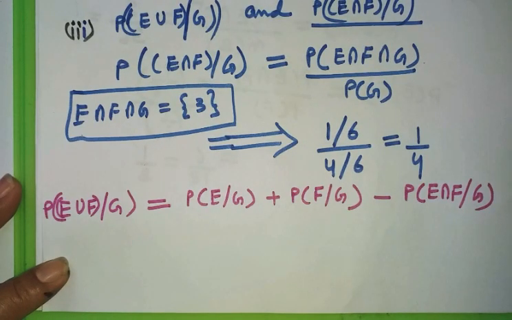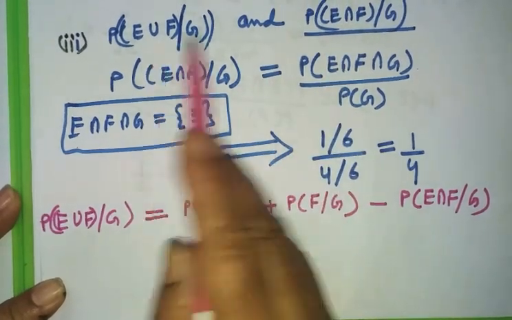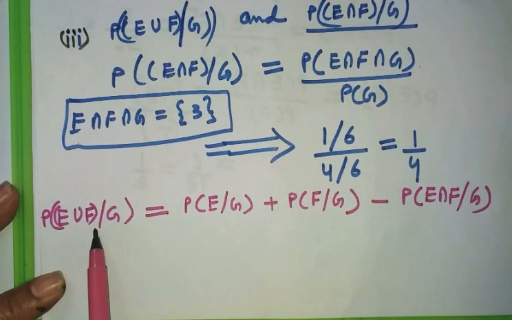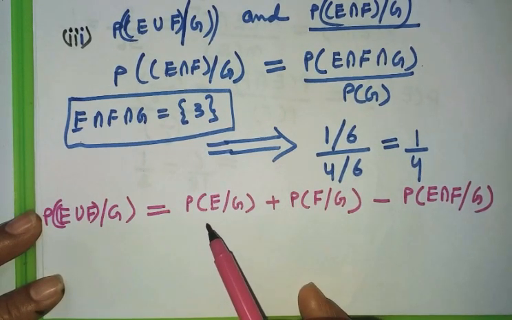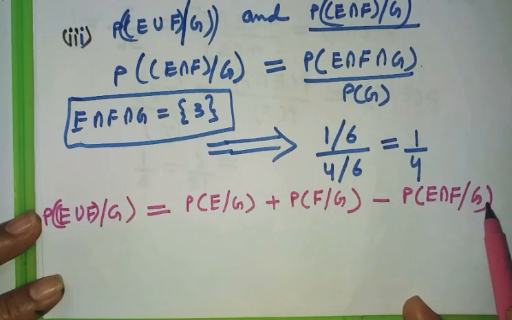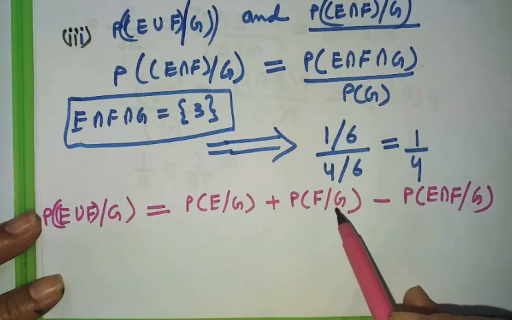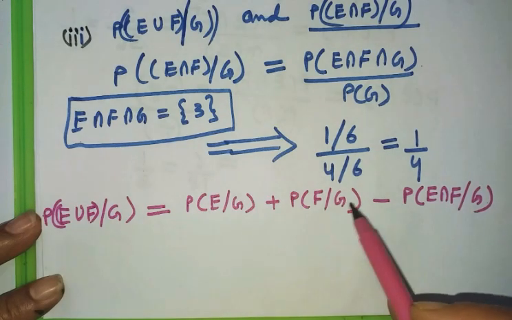Now let us calculate the other part of this question. Part 3 has 2 parts. So this I have already calculated. Now I am calculating this. Intersection calculated, union now I am calculating. So probability of E union F slash G is equal to probability of E by G plus probability of F by G minus probability of E intersection F by G. If you remember the formula of probability of E union F, it is P(E) plus P(F) minus P(E intersection F), and when there is a slash G, you keep putting slash G with every term.